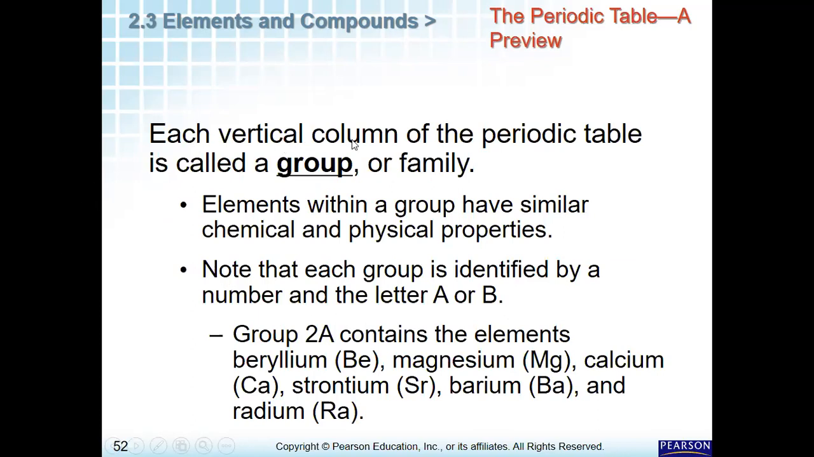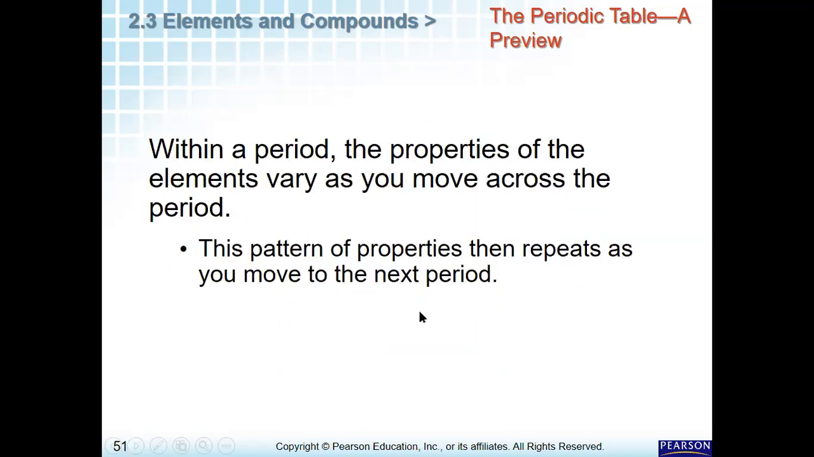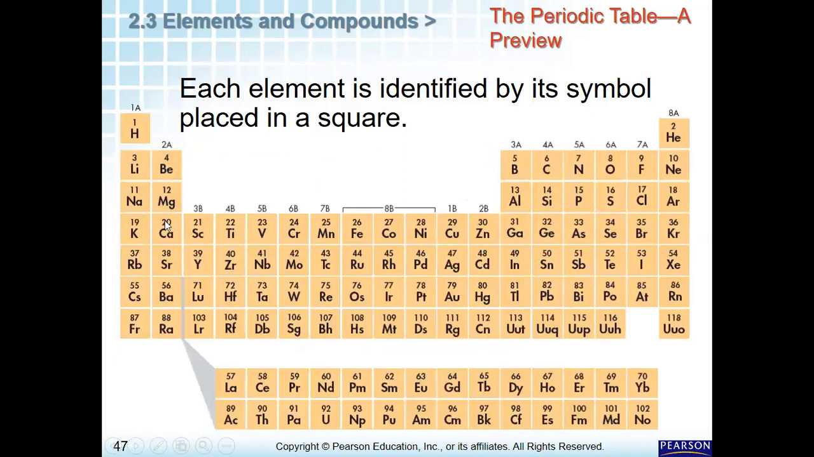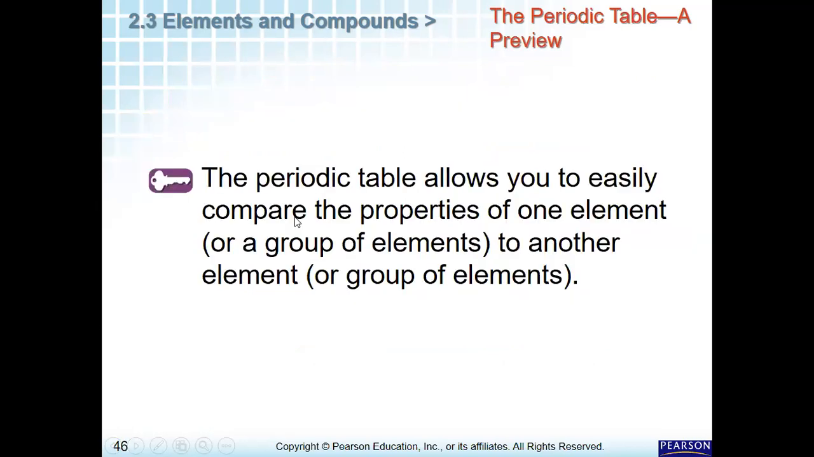And each vertical column of the periodic table is called a group or family. They have similar chemical and physical properties, and know that each group is identified by a number and letter, A or B. So accordingly, you will see group 2A contains the elements beryllium, magnesium, calcium, strontium, barium, and radium. All of those elements have the same properties. Get back again to the periodic table: beryllium, magnesium, calcium, strontium, barium, radium, all of them are in the same group.